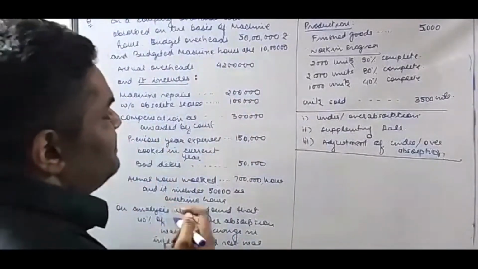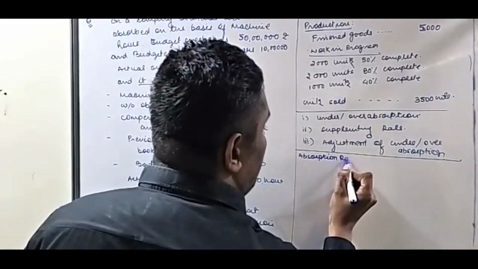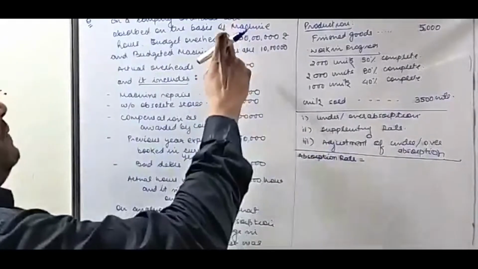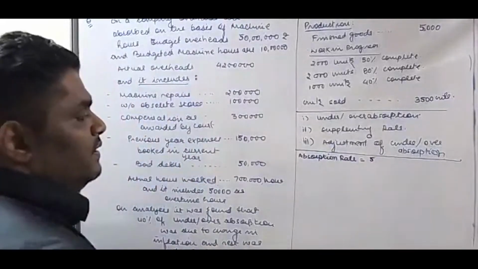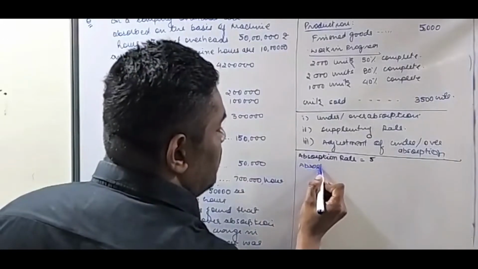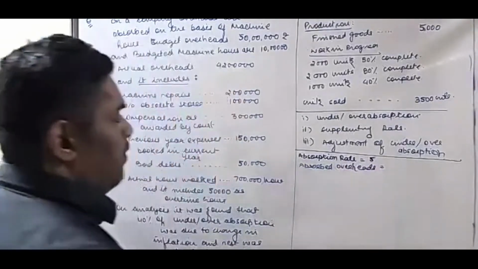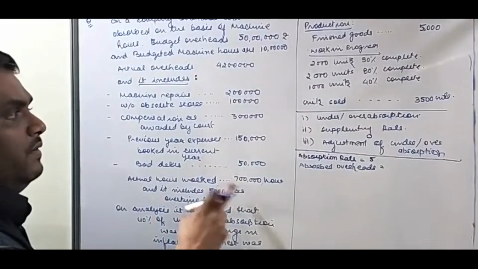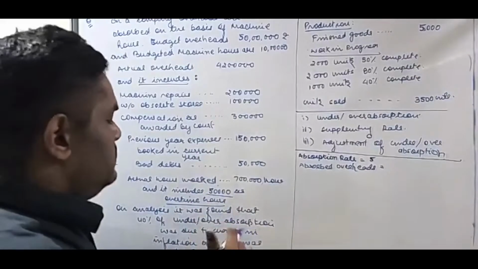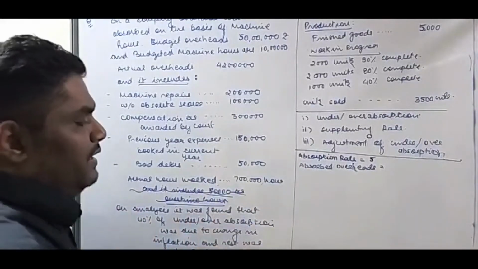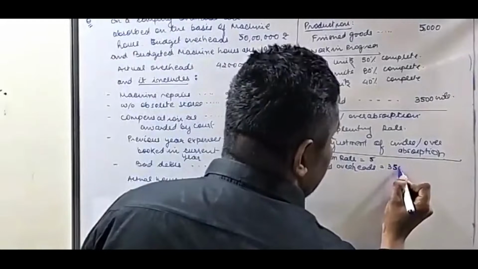So guys, the first part is the absorption rate. The absorption rate will be 50 lakh divided by 10 lakh, that will be 5. Second one is absorbed overheads. My actual hours are 7 lakh. It includes 550,000 as overtime hours. This information is useless, it has nothing to do with the solution, it is irrelevant for you. So this will be 35 lakhs.